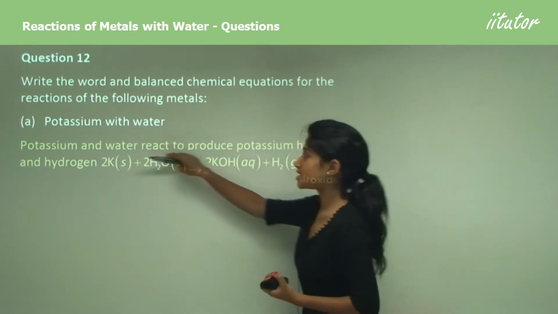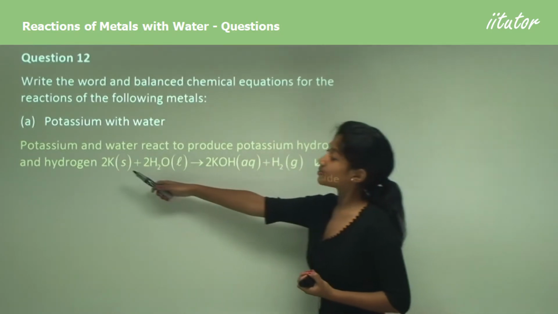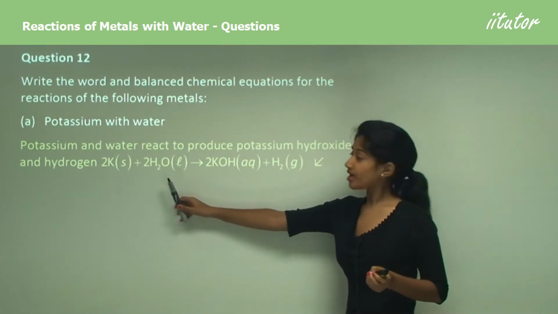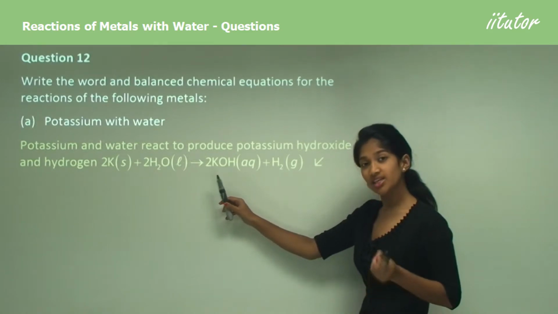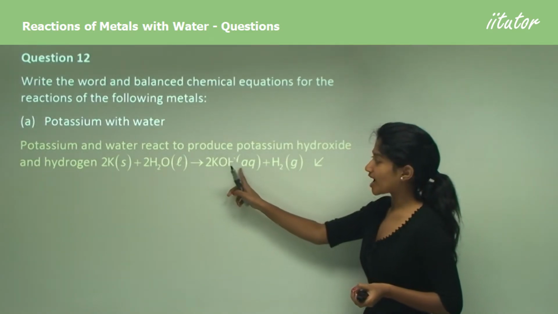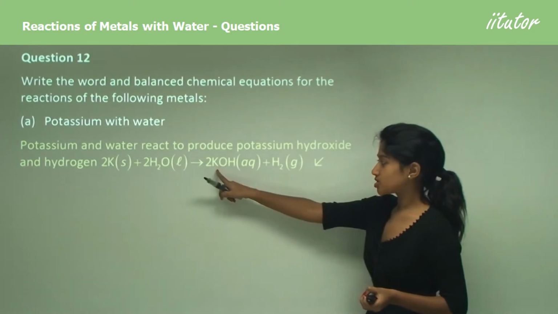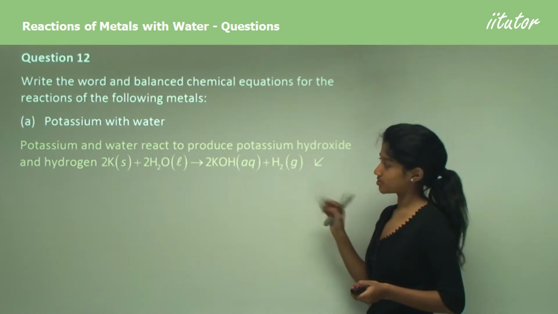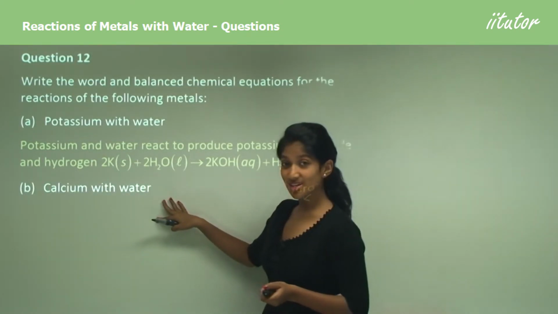So this is your word equation and this is your chemical equation. Chemical equation, potassium is K, water H2O, and then we have potassium hydroxide. Potassium is from group 1, giving a valency of 1, and hydroxide has a valency of -1, so that's giving us KOH and hydrogen gas. So that's simple. We have part B, which is calcium with water.